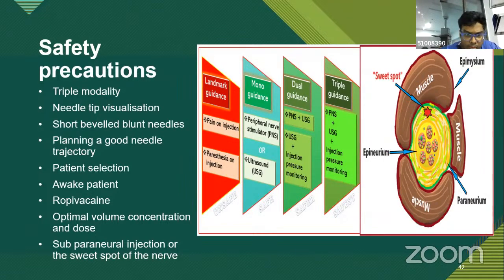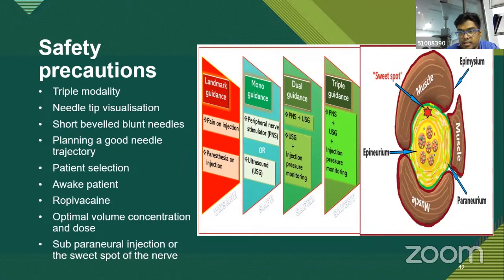Another is use of ropivacaine rather than bupivacaine or lignocaine. Then you use an optimal volume, concentration and dose of local anesthetic, so that the exposure of the nerves to the volume and dose of local anesthetic is less. And as I said, subparaneural injection, or the sweet spot of the nerve, which is evolving and which people are trying to discover for all the nerve blocks. For the sciatic nerve, it is already well defined.